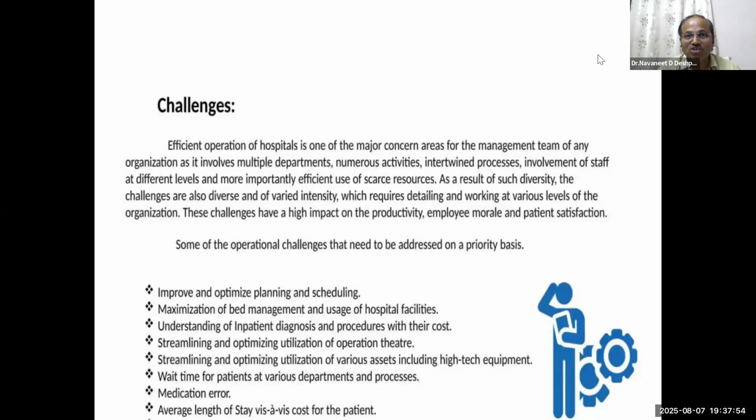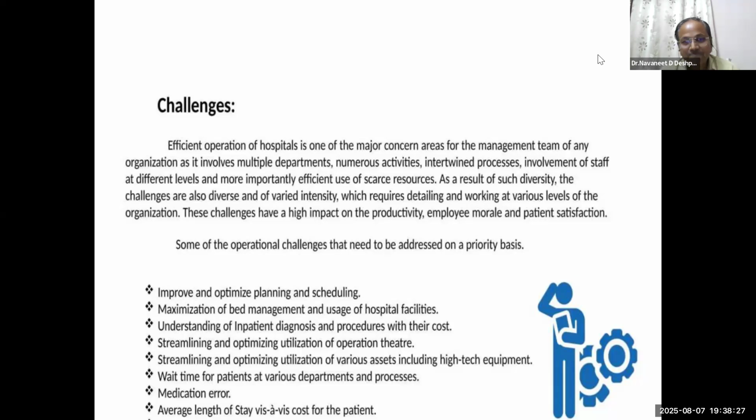So all this poses a huge challenge, especially in tier 2 cities and tier 3 cities where hospitals are of a smaller size based upon the bed capacity. Some of the operational challenges that need to be addressed on a priority basis are to improve and optimize planning and scheduling. So unless you spend an enormous amount of time to detail the planning charts, flow charts, and work processes and scheduling all the manpower, it becomes a huge utopian task to manage all the staff members. So the first challenge is planning and scheduling.